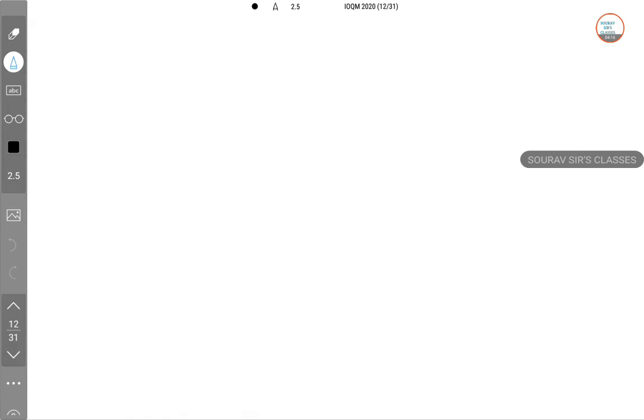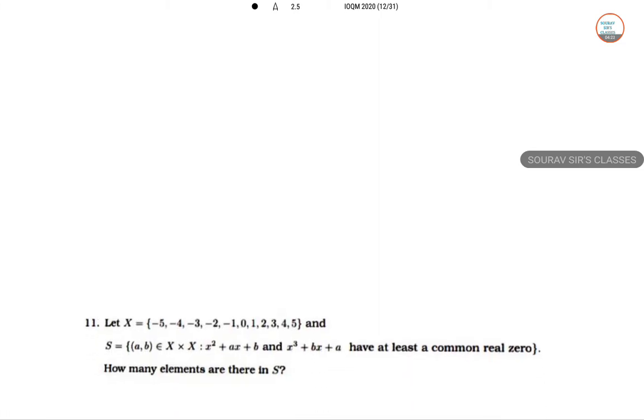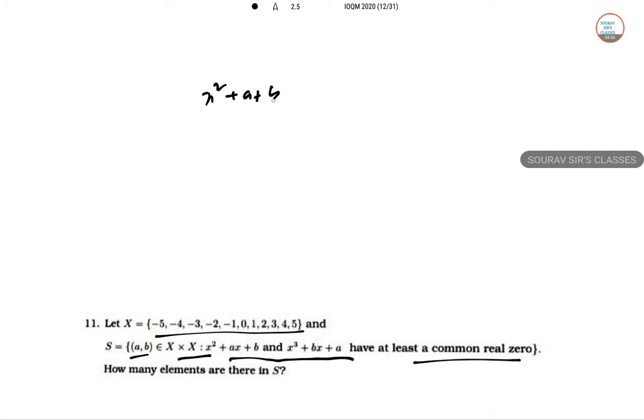Question 11. X is from minus 5 to plus 5, and S is the set of pairs (A, B) such that x square plus Ax plus B and x square plus Bx plus A have a common root. So how many elements are there in the set? It's easy. So x square plus Ax plus B, and this thing, x square plus Bx plus A.